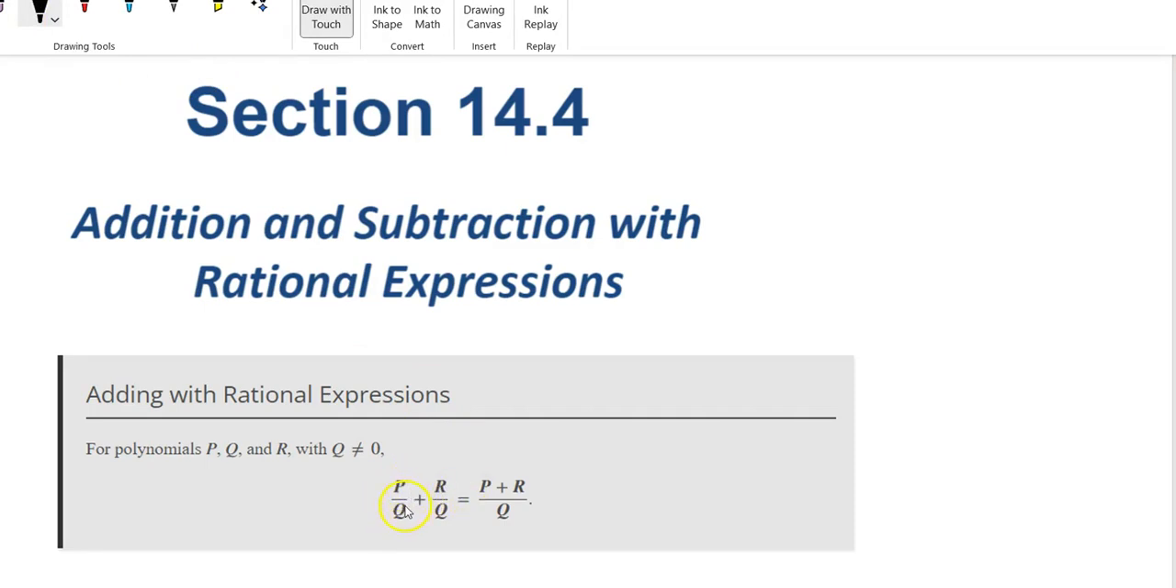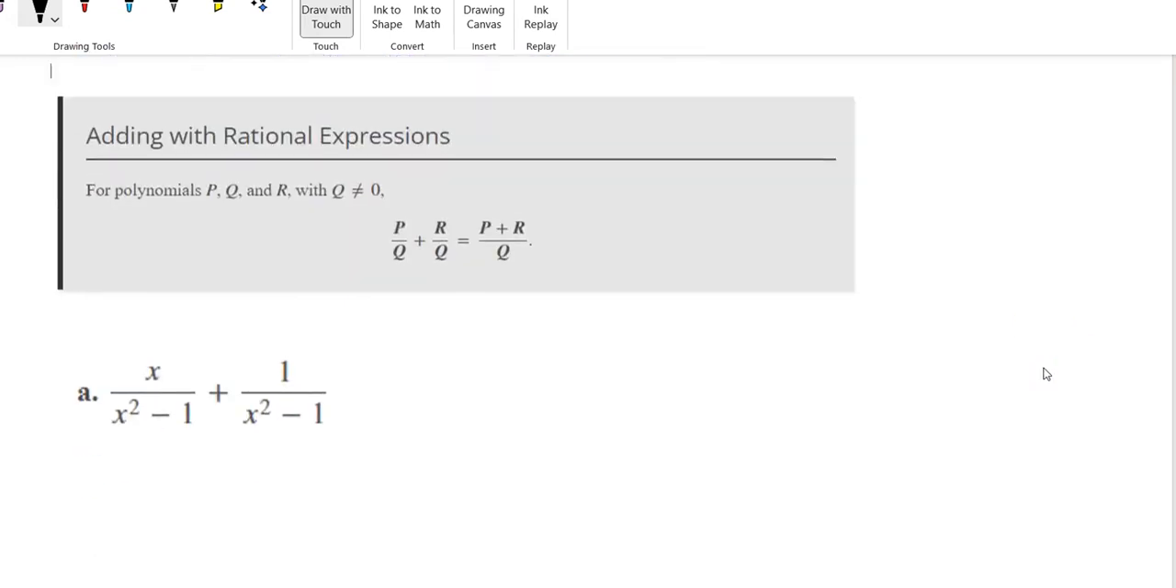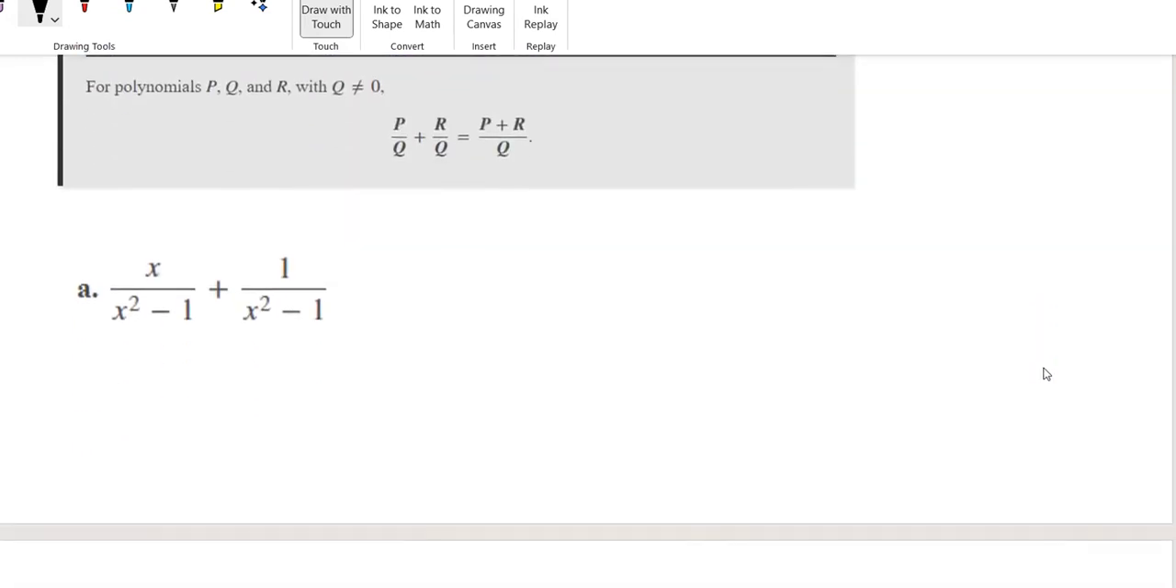Notice here when you have p over q plus r over q, you can add those together fine because you have the same denominator. That's exactly what we're going to be doing. We're going to be trying to create the same denominator amongst every single rational expression before we start to add them together. This is going to be one of those chapters where a lot of examples is going to help out a lot.